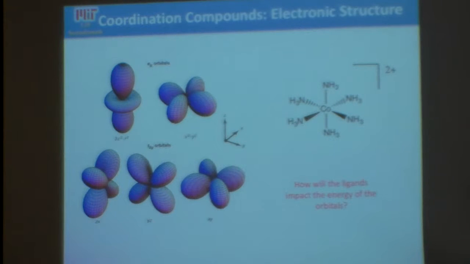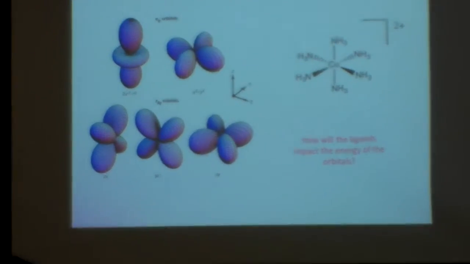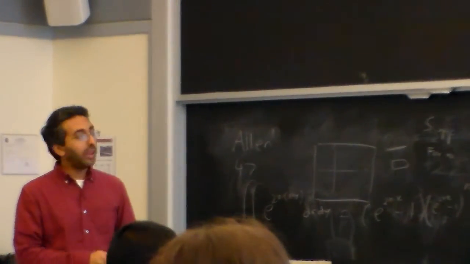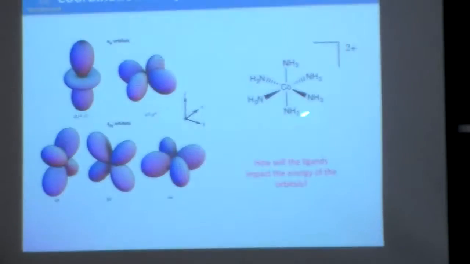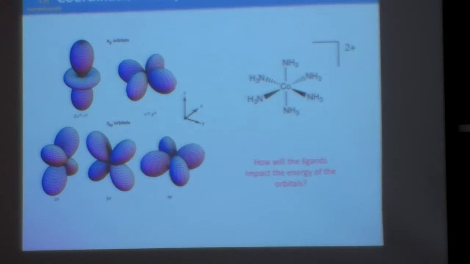I know all of you have been introduced to this in one form or another. If you can, consider for a moment how the d orbitals would be split due to bonding interactions with these ligands. So if I orient these ligands in this octahedral arrangement, I've deliberately chosen to orient the axes along the axes of this Cartesian coordinate system.